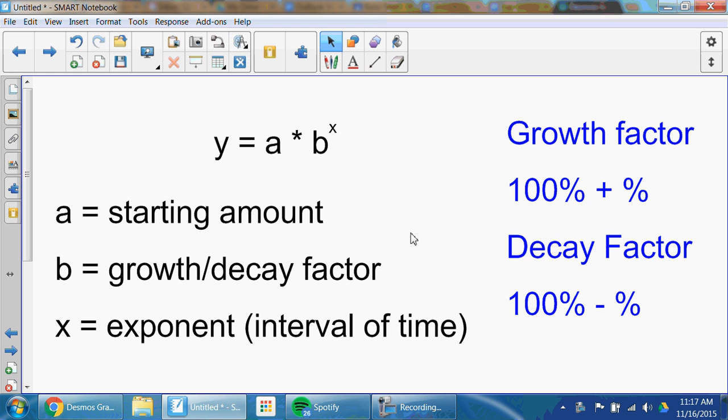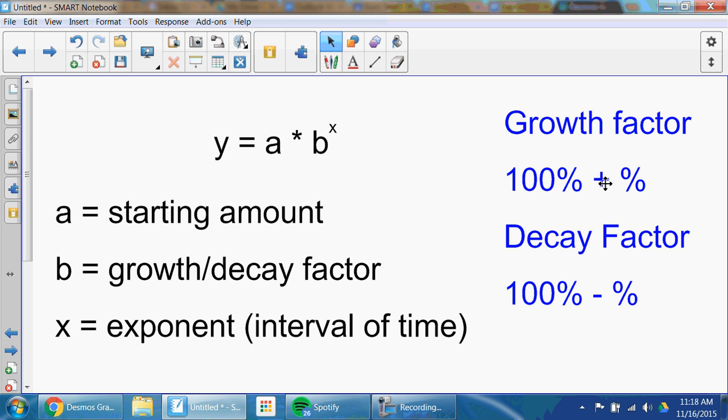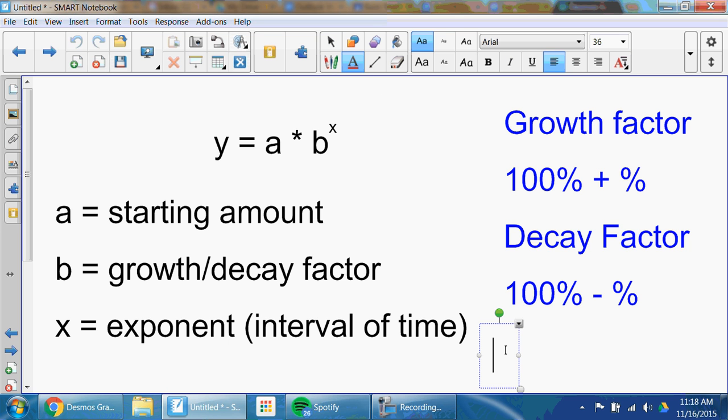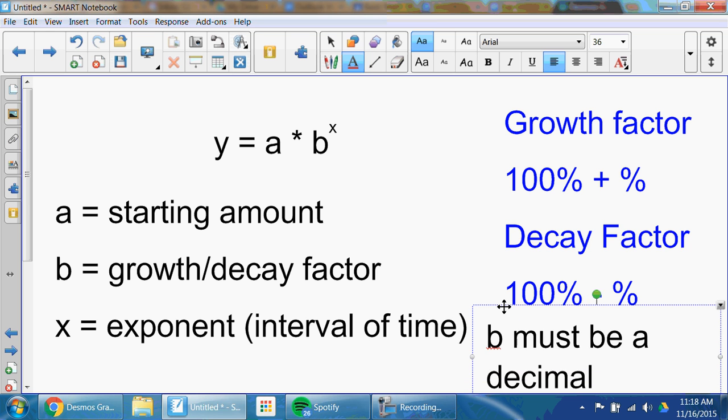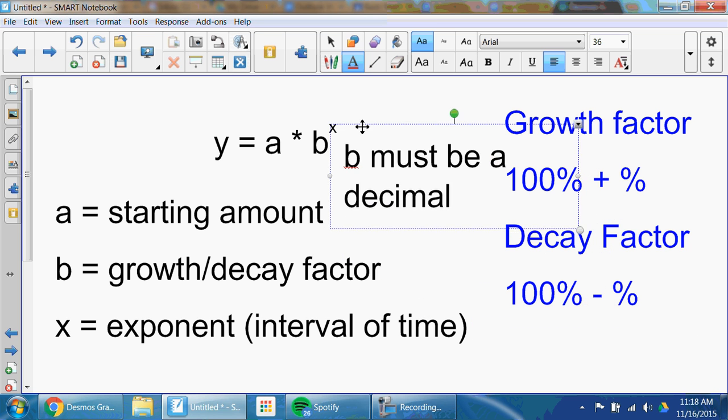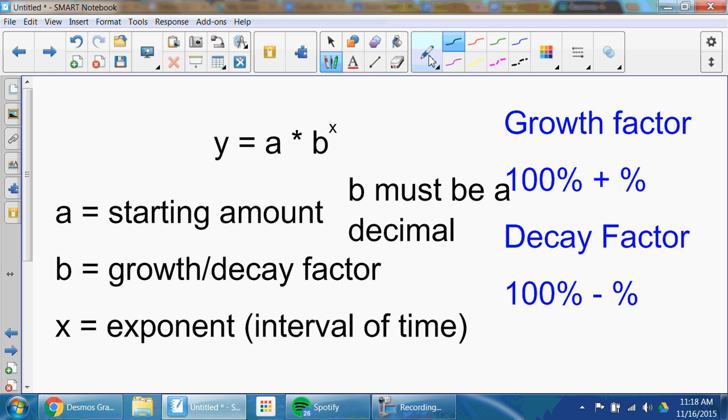The important thing we need to know is our growth factor is 100 plus whatever the percent is given, and then you change it to a decimal. The decay factor is 100% minus the percent that is given. The biggest thing we need to know is that your b value must be a decimal. That is one of the most important things we need to know. I'm going to highlight that. It's got to be a decimal.